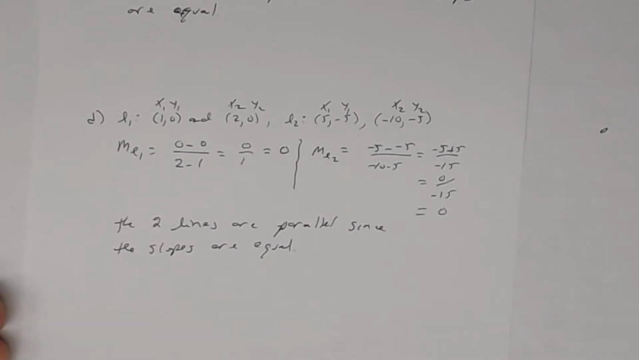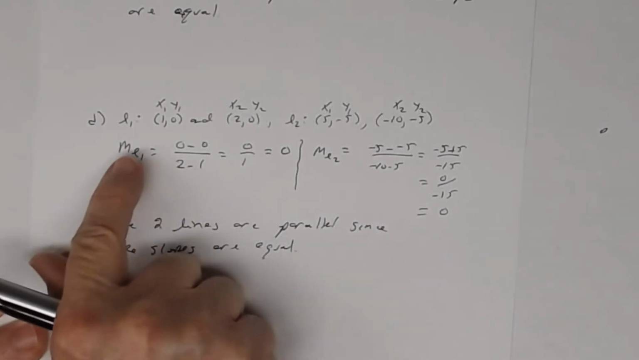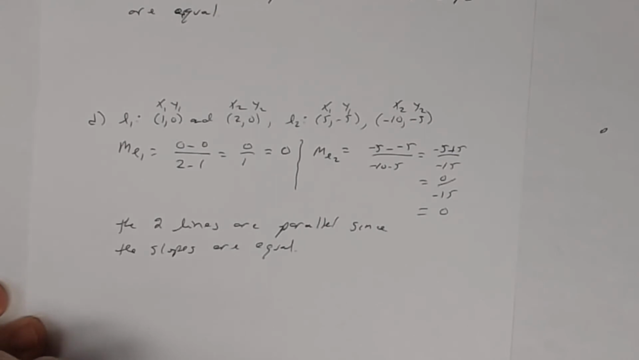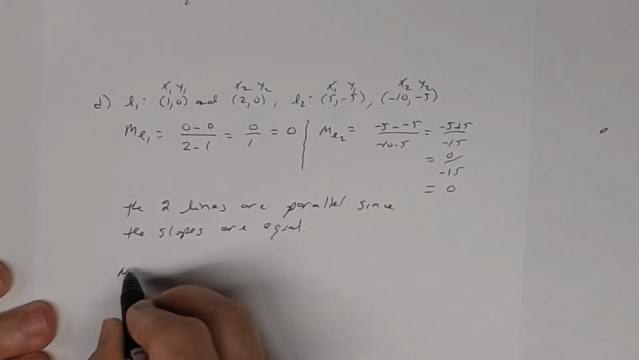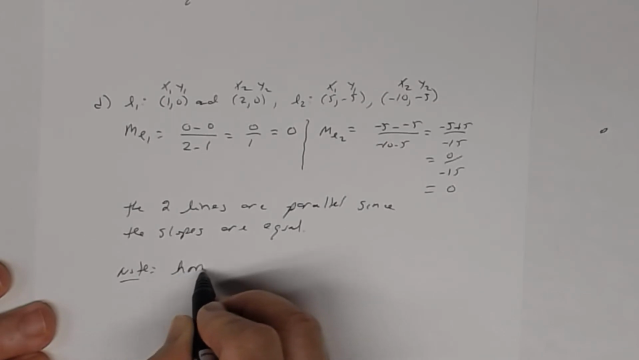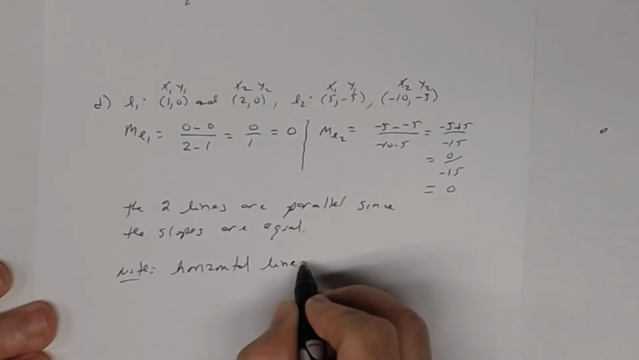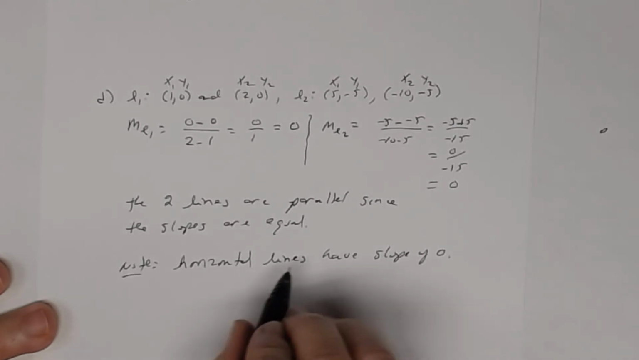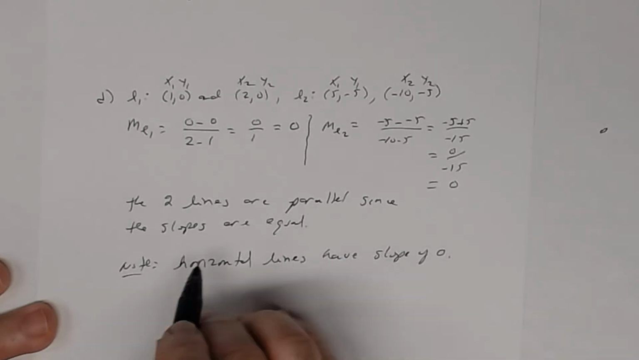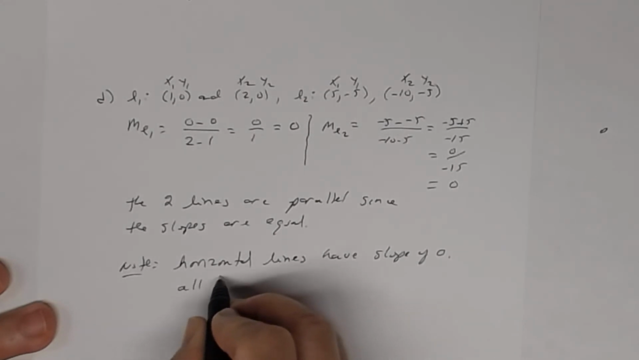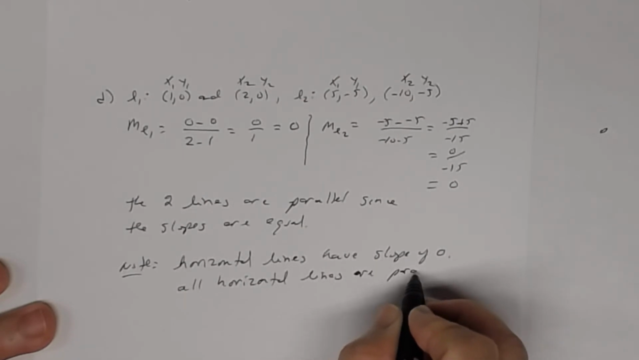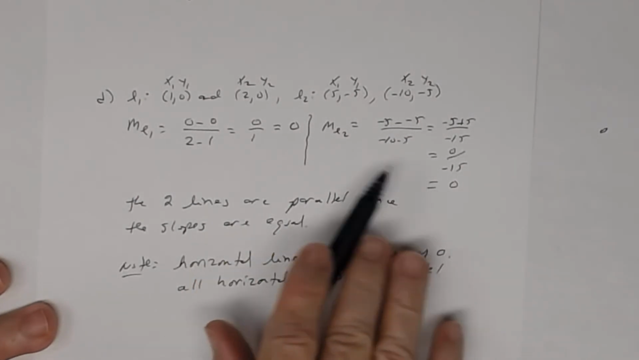All right. Now, I just want to remind you about something. Do you remember that if the slope of a line is 0, what kind of line is that? That's a horizontal line, right? So I just want you to remember this. Note, horizontal lines have slope 0, right? And so that means that if the slope is 0, then all horizontal lines are parallel. So I just wanted to remind you about what the line looks like if the slope is 0.